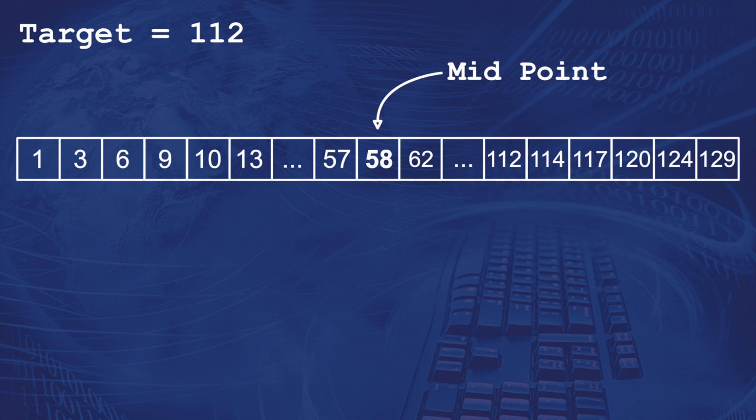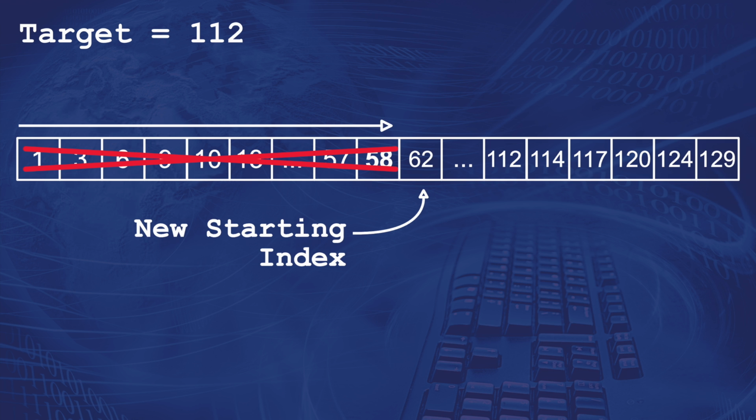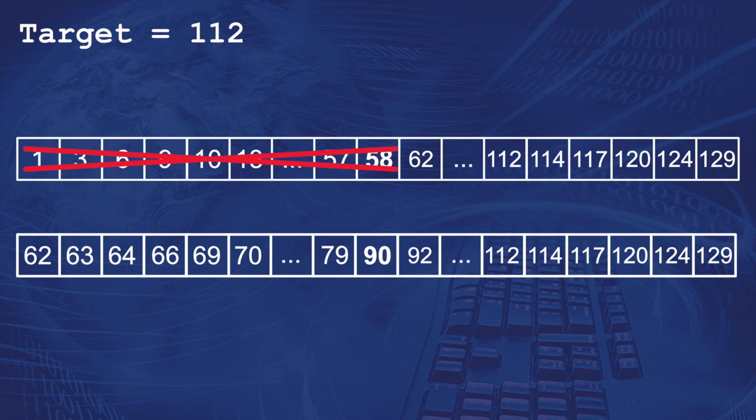But with binary search, we begin at the midpoint of the list, which would be at 58. Since 58 is less than 112, we can eliminate the entire left half of the list in one guess. And we do this by moving the starting index up to the midpoint. Now, we just have half the list. So our next check is to find the new midpoint, which is now number 90.